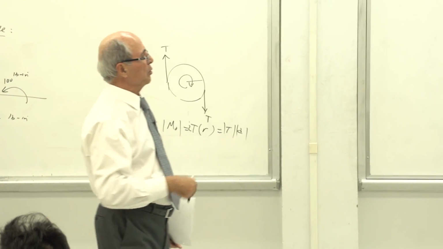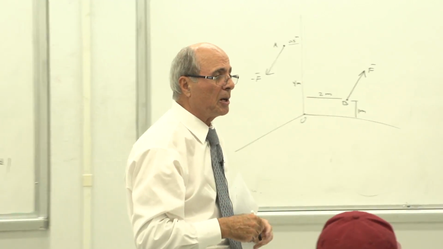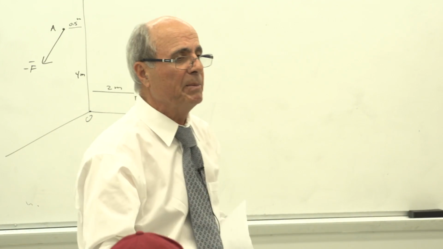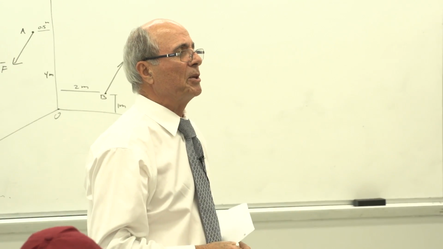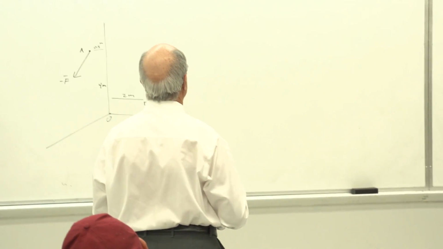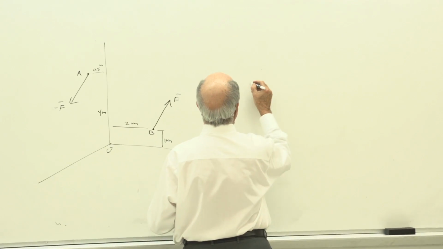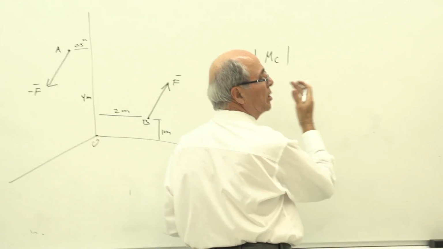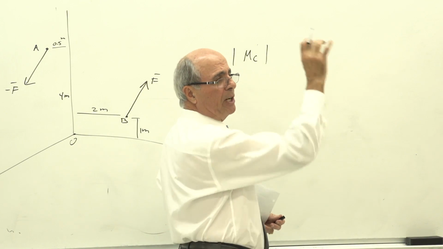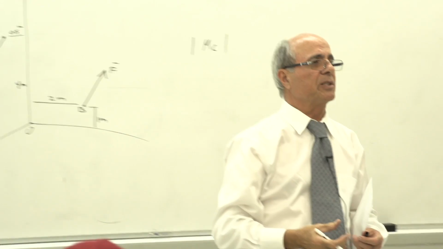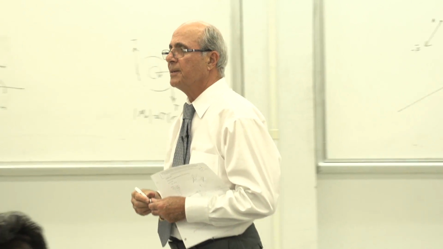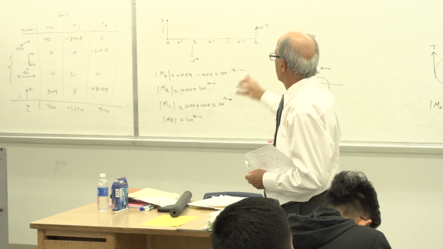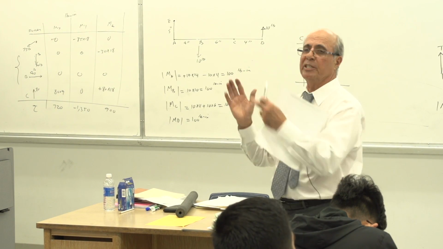So you don't have to go around. Although the moment of this couple about every point is the same, the easy point will be either A or B. Everybody understand that? This is the moment, and we need the magnitude. This is 2D, so we need the magnitude and the direction. Is it plus K or minus K? Because this is not a 3D problem, this is a 2D problem. Correct? It's like this one, except the forces are at an angle.